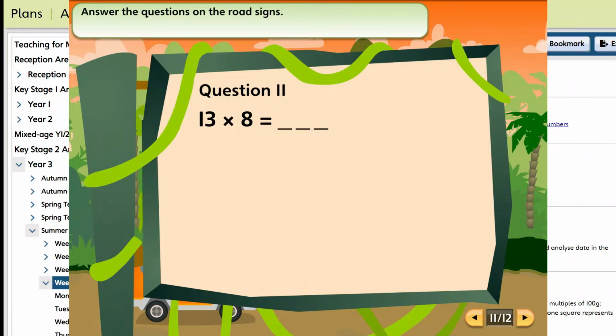Question 11, another 8 times table one. I'm setting a pattern here. 13 times 8 equals what? Again, let's use our partitioning. So 10 times 8 equals, and then 3 times 8, because you've done your 10s and you've done your 3 times table, and combine the answer together.